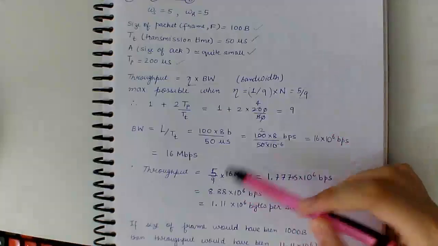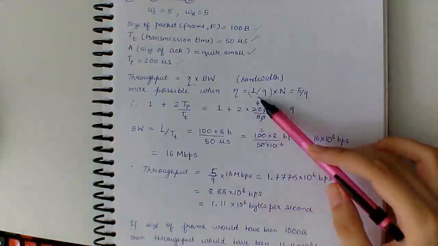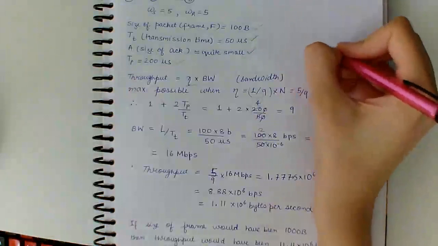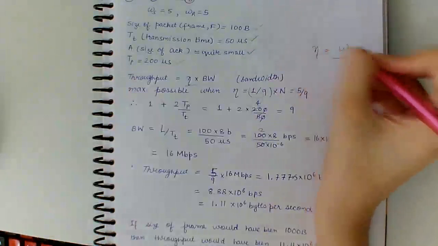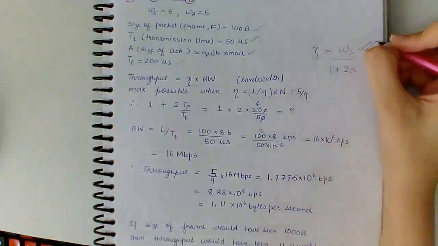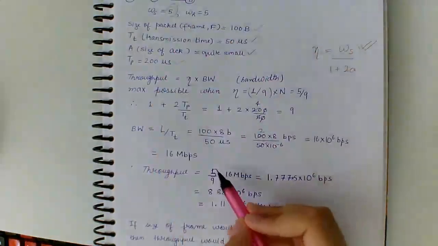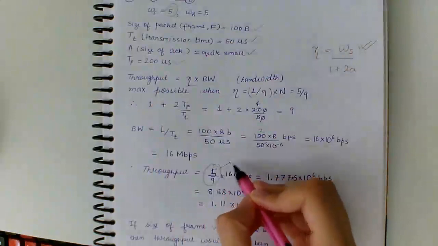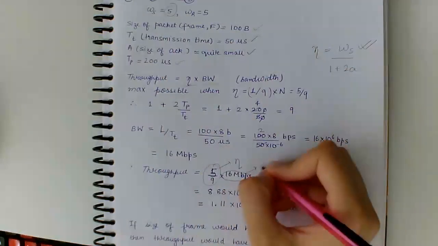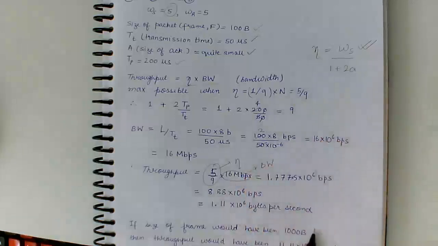We have multiplied 5 here in this case and not taken efficiency is 1 by 9 because the efficiency in this case is sender window size divided by 1 plus 2a. As sender window size is already given, which is 5. So we have taken 5 by 9 in place of efficiency, and 16 Mbps is the bandwidth.